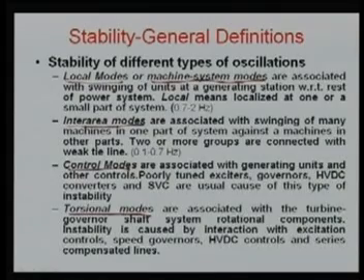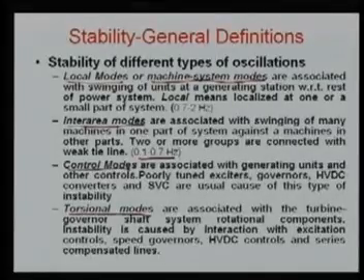Another one is the inter-area modes. Inter-area modes of oscillation are associated with the swinging of many machines in one part of the system against the machines in another part of the system. Two or more groups are connected with a weak tie line, and this oscillation is normally 0.1 to 0.7 hertz.